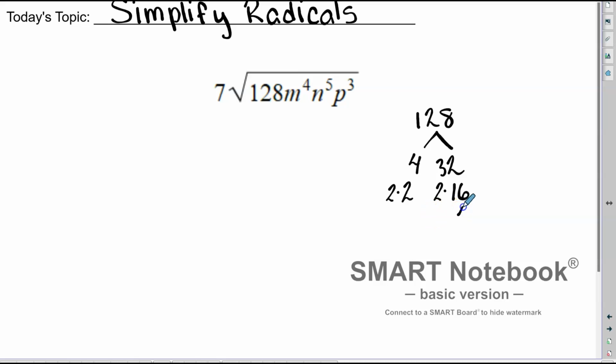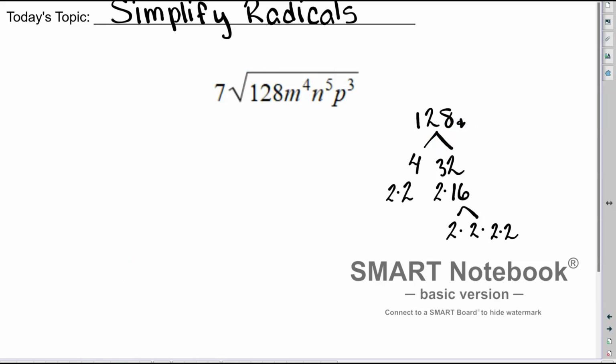where is it? 2 times 8, which is 2 times 2 times 2. Okay? So basically we have 1, 2, 3, 4, 5, 6, 7 2's. Right? These are the prime factors. And as far as the variables, these are very easy. There's 4 m's, so each.